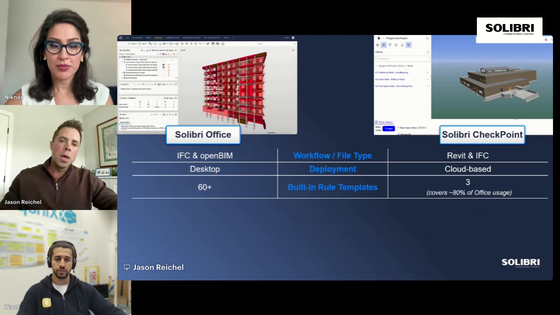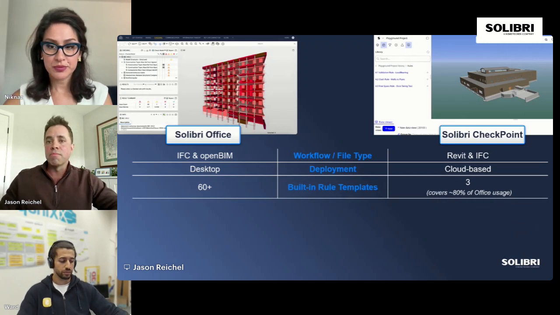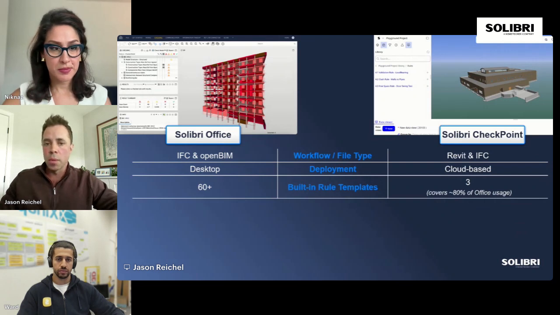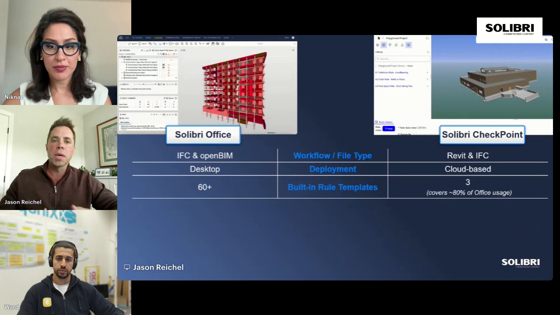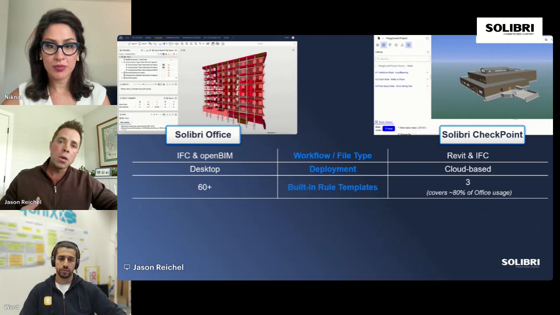A third consideration is around features and capabilities and what kind of checks you want to perform. So Solibri Office is well known for being a very comprehensive and deep solution. It comes with over 60 out-of-the-box rule templates. And obviously with 60 rule templates, there's a lot you could cover, but there's a lot you can configure and set up and really customize and tailor to your needs.